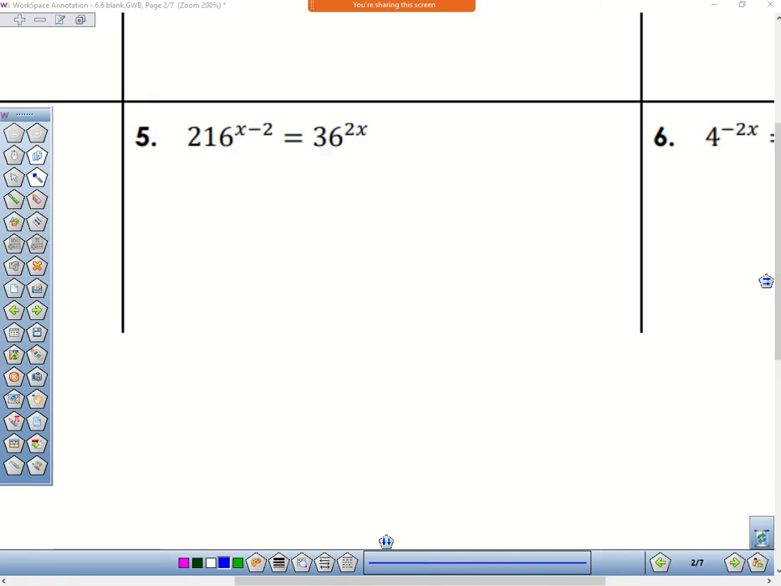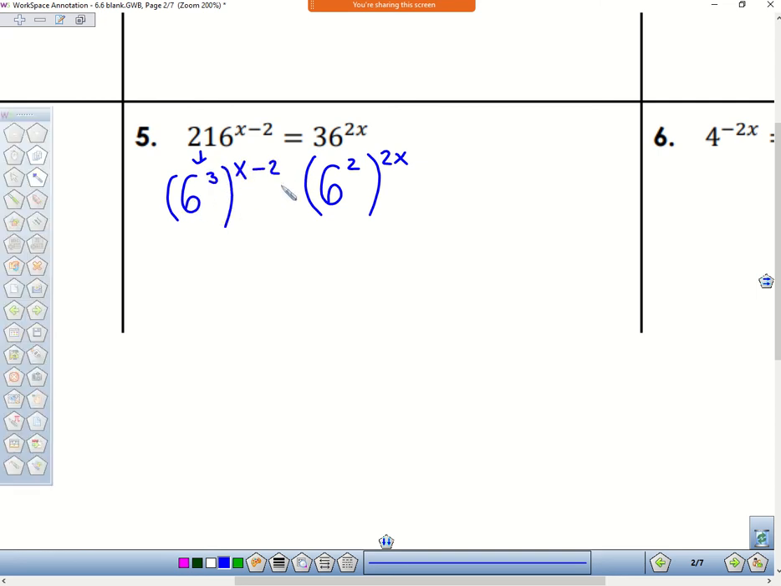Okay. So number 5 is one of those problems where we want to change the base. So what number do you think I can rewrite these as to some power? Well, 36 I can rewrite as what number to the second power? 6. Good. I can rewrite this as 6 to the second power. And 6 times 6 times 6 is actually 216. So I can rewrite 216 as 6 to the third power. And now we have common bases.